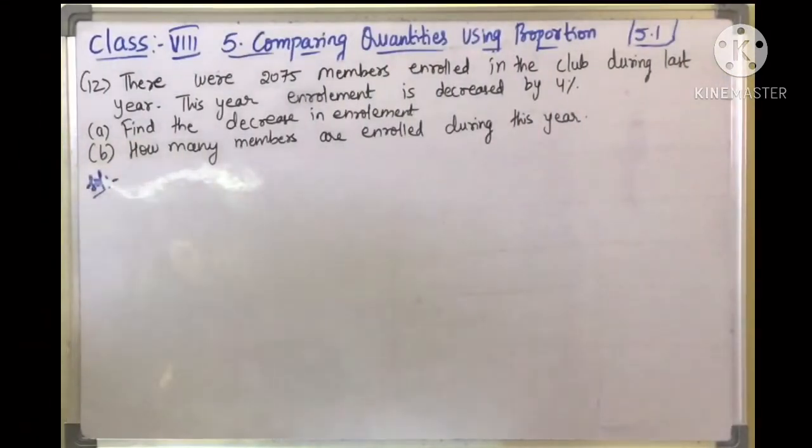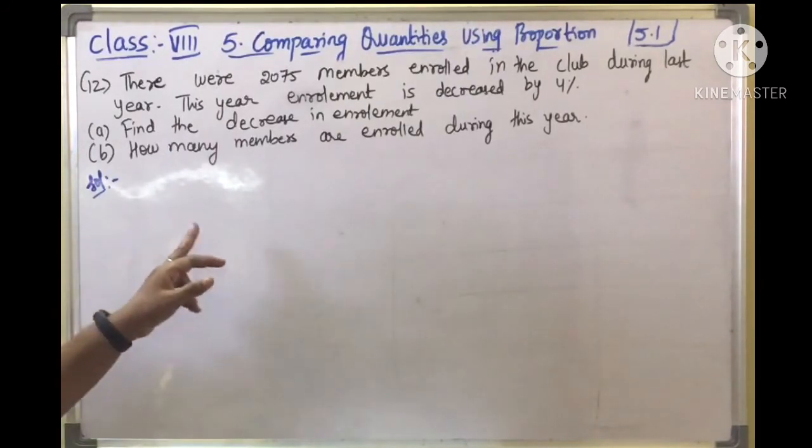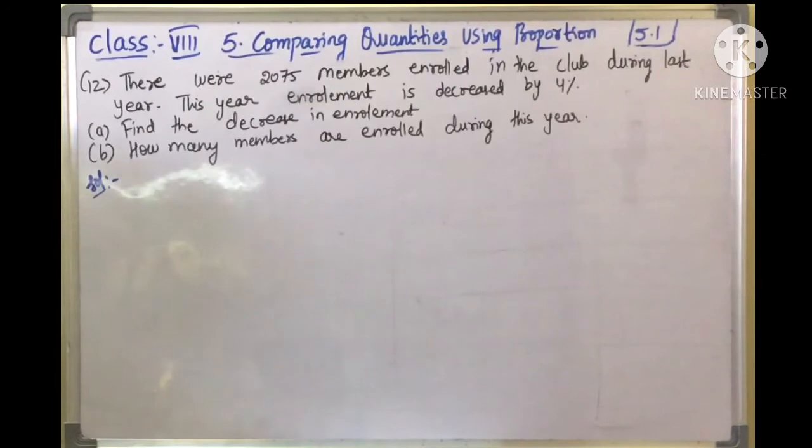Coming to the 12th question, children. There are 2075 members enrolled in the club during last year. So last year the number of members was 2075. This year enrollment is decreased by 4%. The question is to find the decrease in enrollment, means how many members decreased, and then how many members are enrolled this year. Right, children? Here the number of persons enrolled last year is how much?